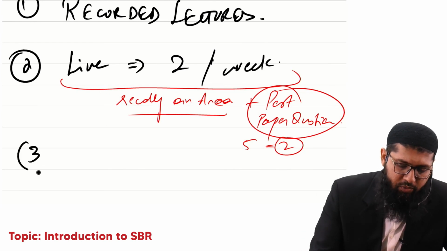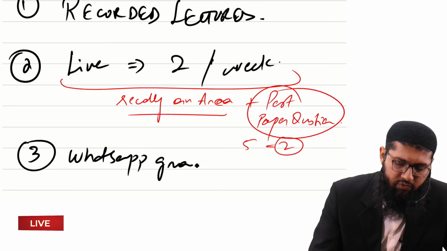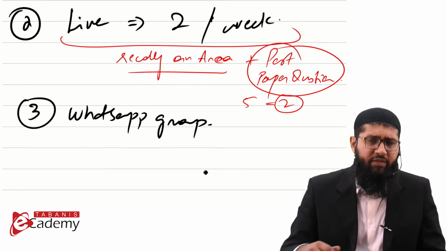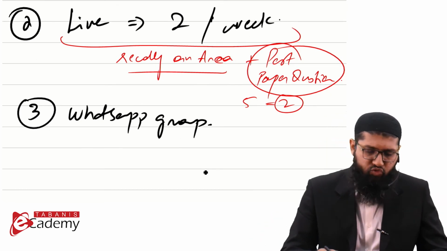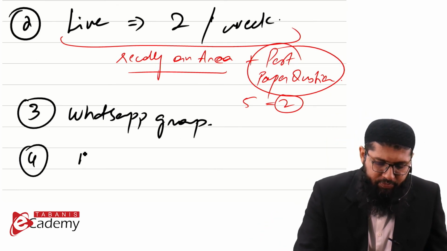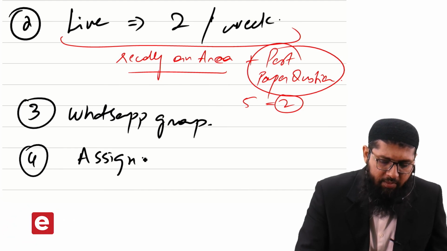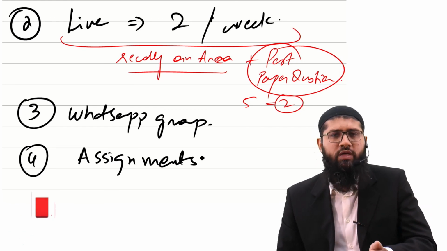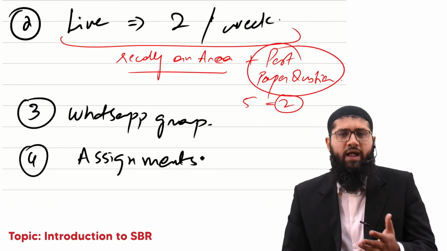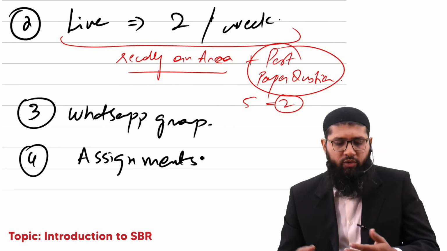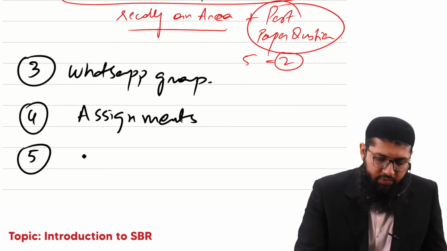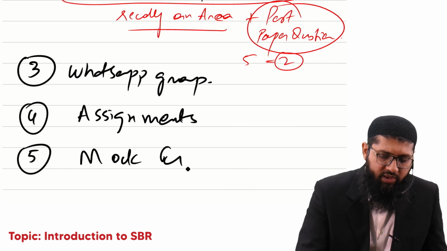Plus, you would be added to the WhatsApp group where you could communicate with me. You would communicate with the other students also. There's going to be a group for the registered students. Fourthly, from time to time, you could submit some assignments for review, which I'm going to review and give back to you so that you have an idea what you have done right and what you have done wrong.